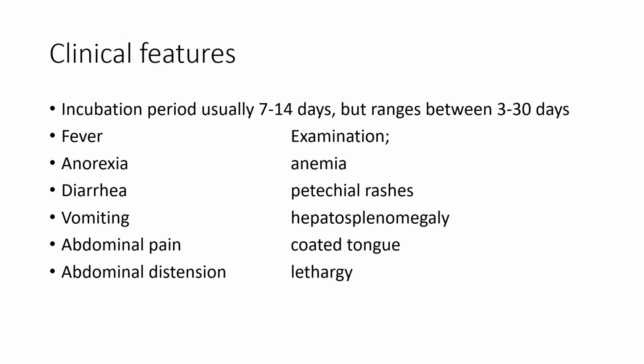And in the absence of localizing signs, the early stage of the disease may be difficult to differentiate from other endemic diseases. So the most common mimicker, or the most common and close differential diagnosis of typhoid fever, is malaria and dengue fever. Both of these febrile illnesses also present like this, with fever, myalgias, anorexia, sometimes diarrhea, vomiting, and abdominal pain.